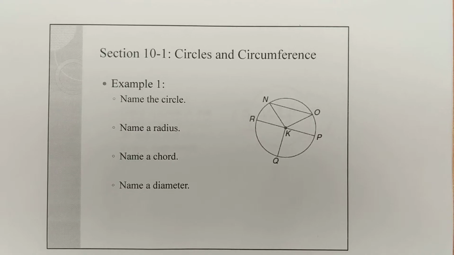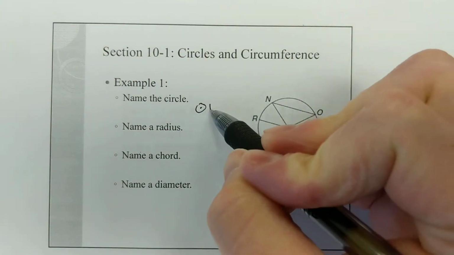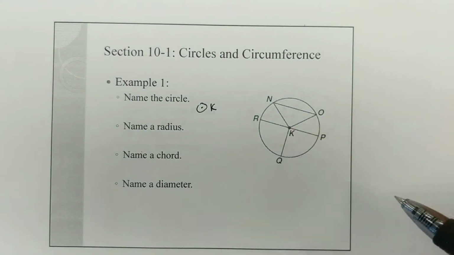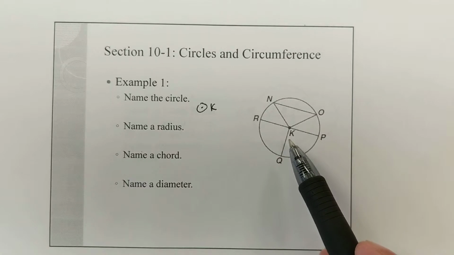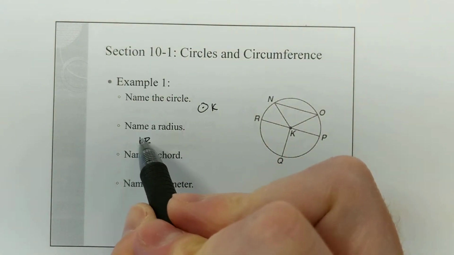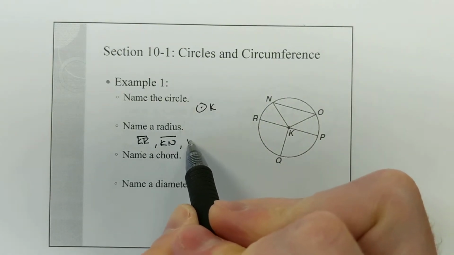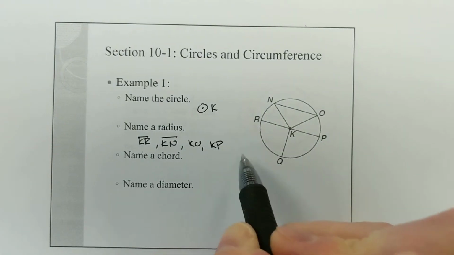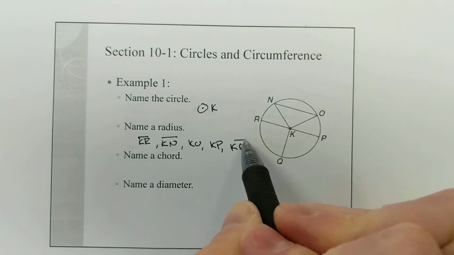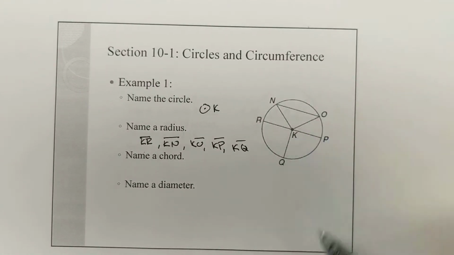Example 1, name the circle. So the symbol for circle is a circle with a dot in the middle, so that is circle K, because K is a center point. Name a radius. So there are actually 5 radii on this circle. They are KR, KN, KO, KP, and KQ. So any one of those 5 would be acceptable answers, as long as it runs center to edge.